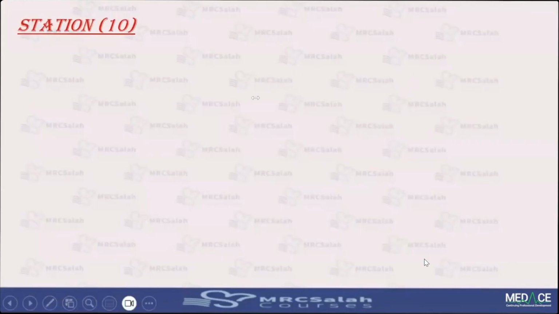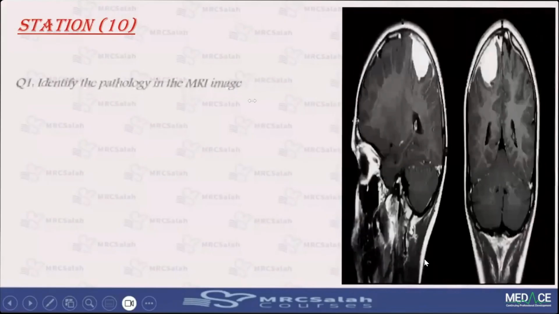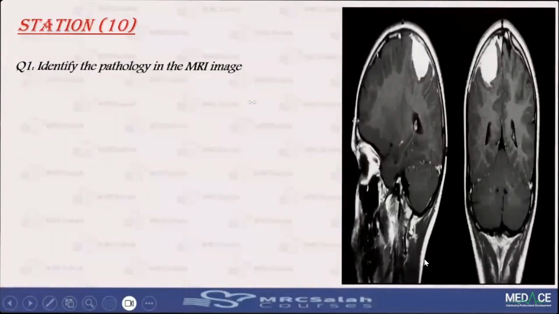Yeah. Can you hear me? Yes, it's clear now. Would you identify the pathology in the MRI image, please? Meningioma. I didn't ask you about the diagnosis. Okay. You can see a hyperdense mass in the... I don't know. I'm not too sure actually. Hyperdense mass.